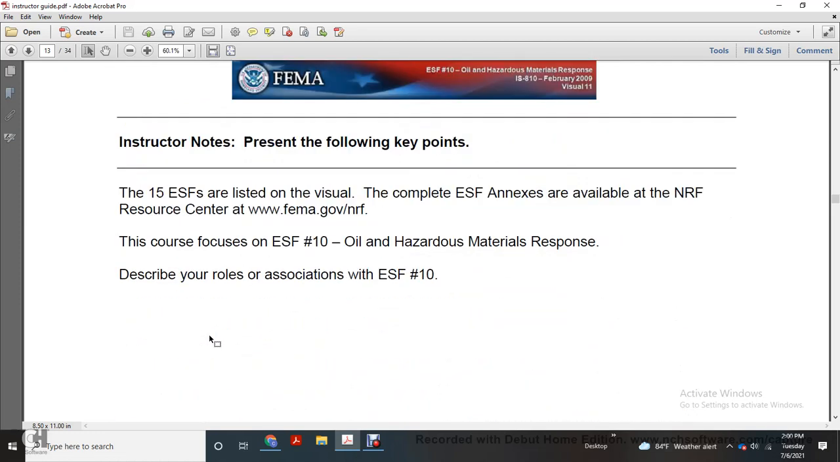The instructor's note presents the key points. The 15 emergency support functions listed in the visual are detailed in the emergency support function annexes, available in the National Response Framework resource center at FEMA.gov/NRF. Next, emergency support function number 10, oil and hazardous materials response. Describe the roles associated with Emergency Support Function number 10.